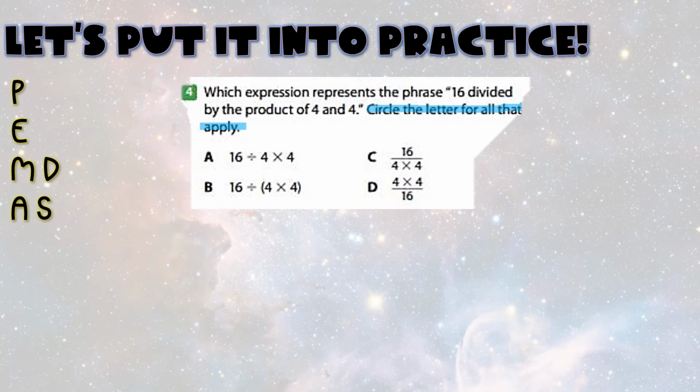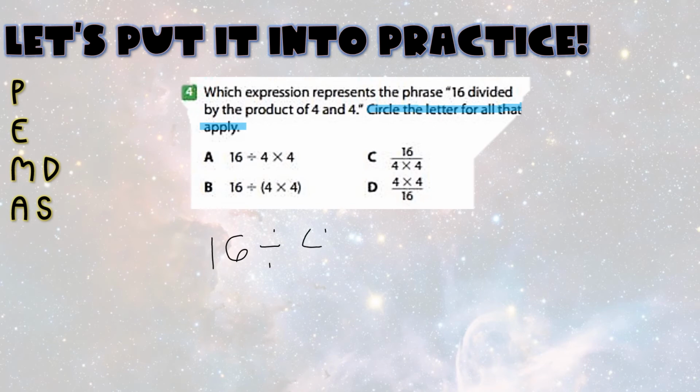Whenever I see 16 divided by the product of 4 and 4, I am going to use my order of operations after I write my expression. So 16 divided by the product of 4 and 4.